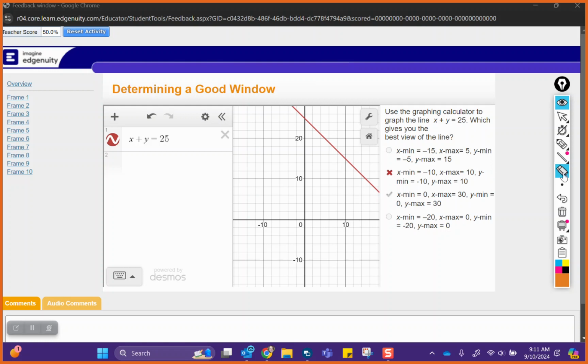Do I have a highlighter? Looks like a highlighter. No, I'll just switch back to pencil.